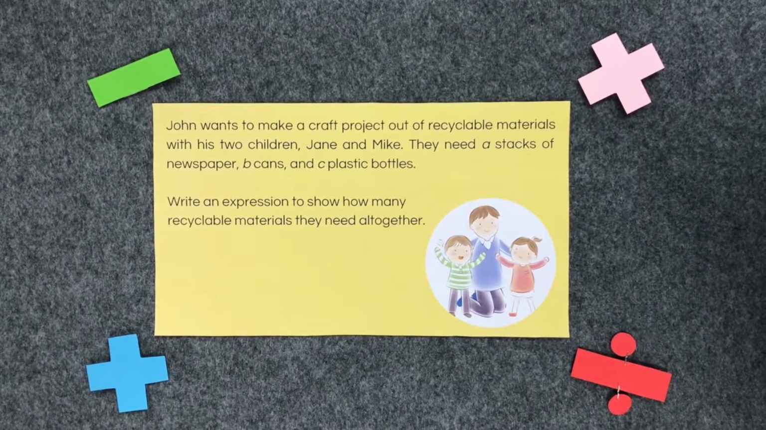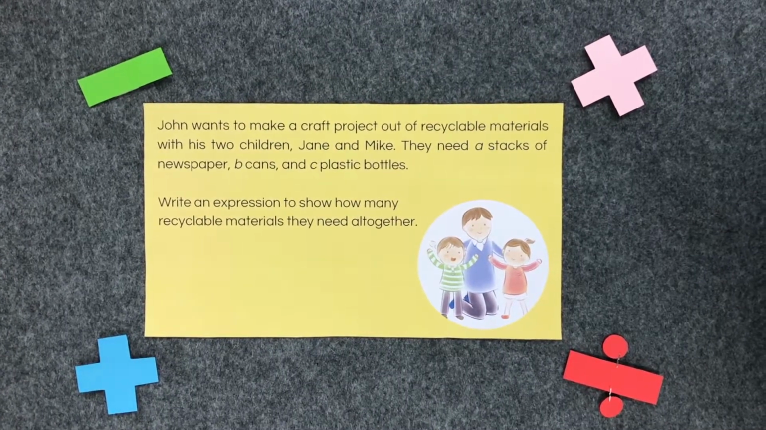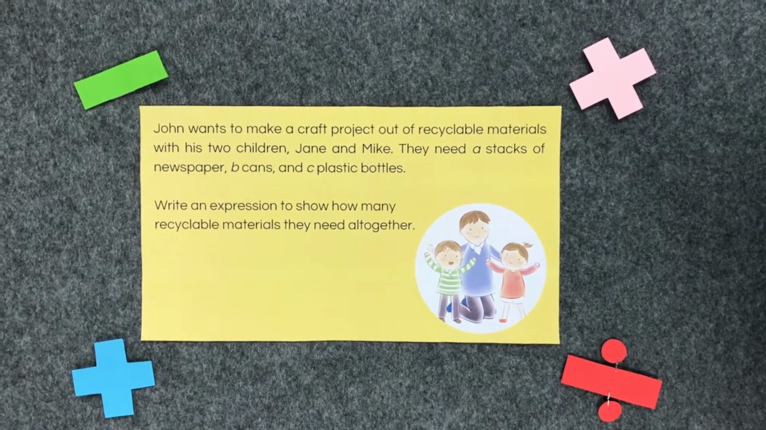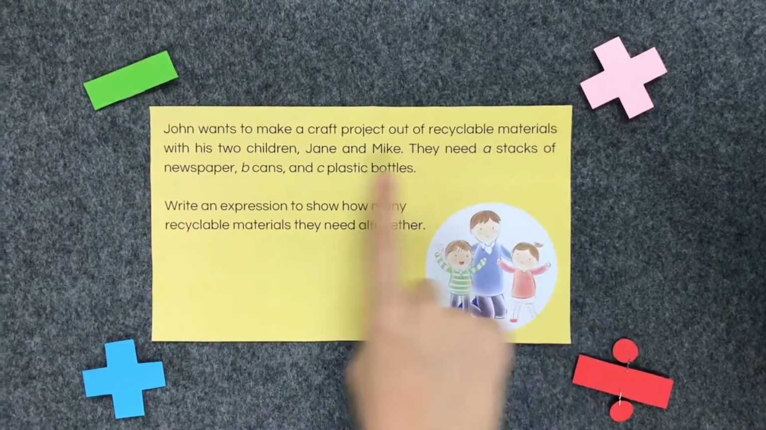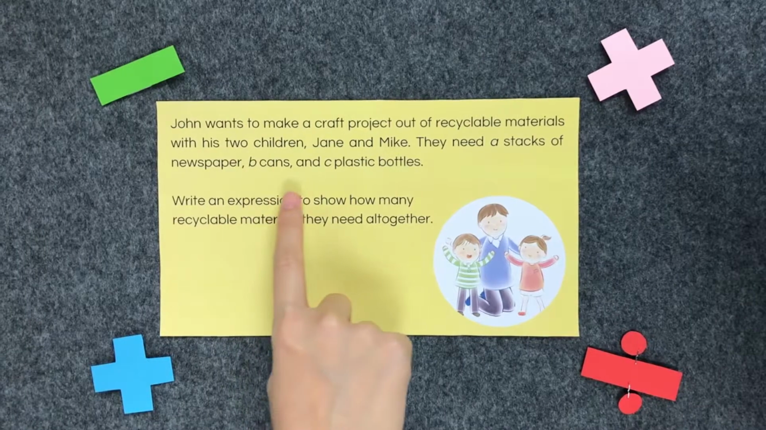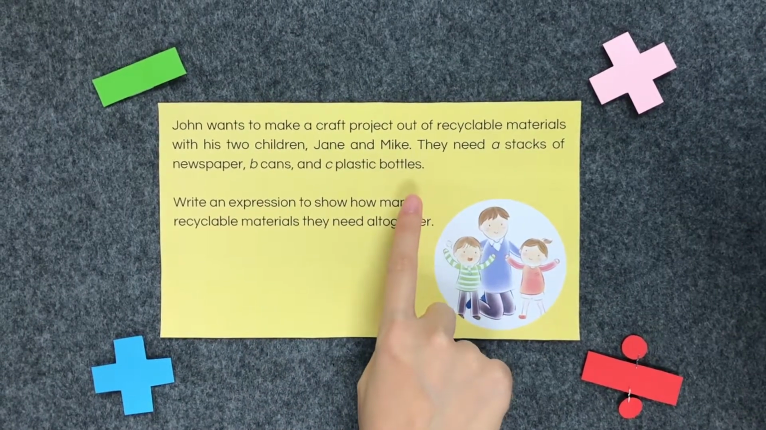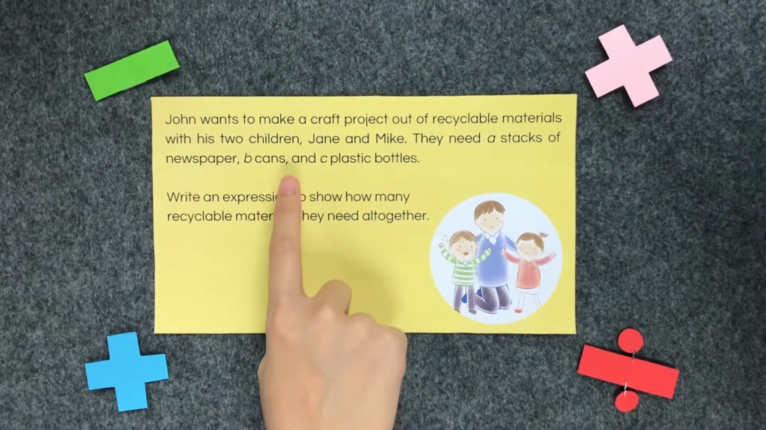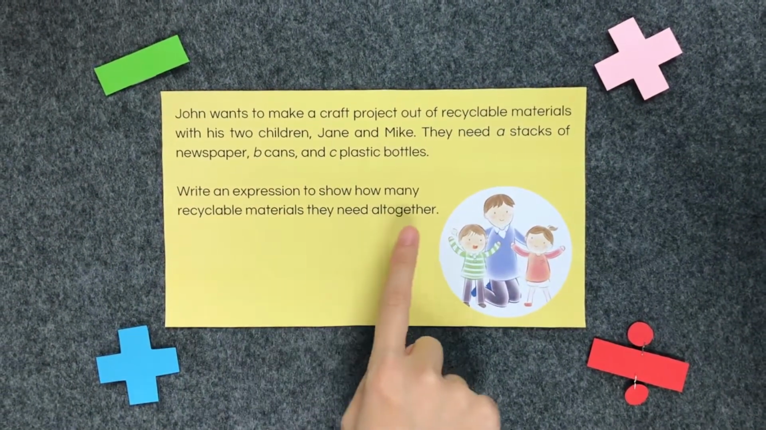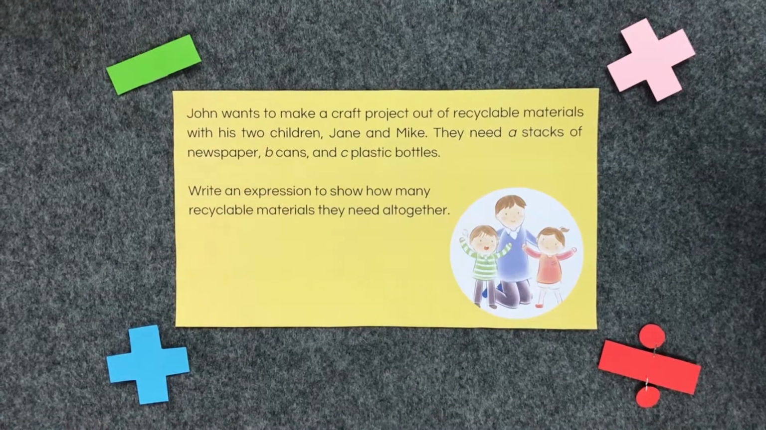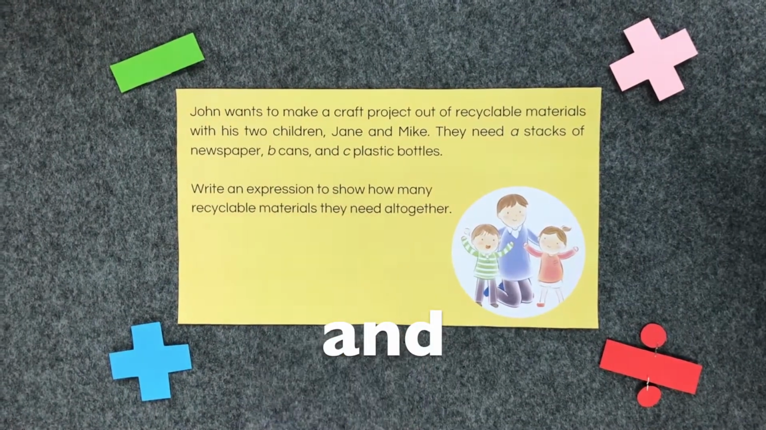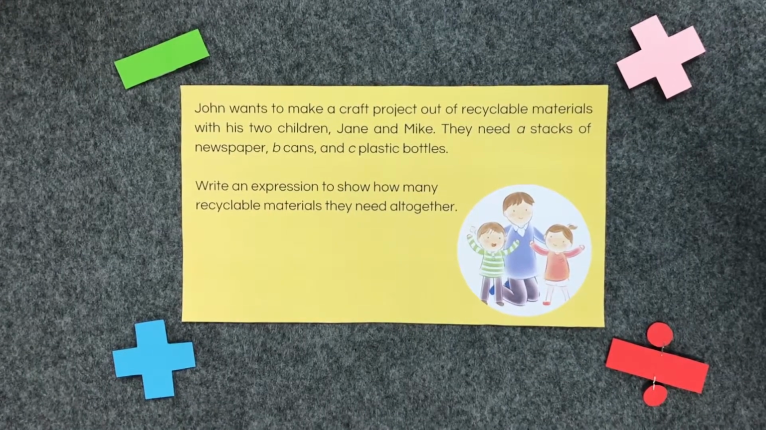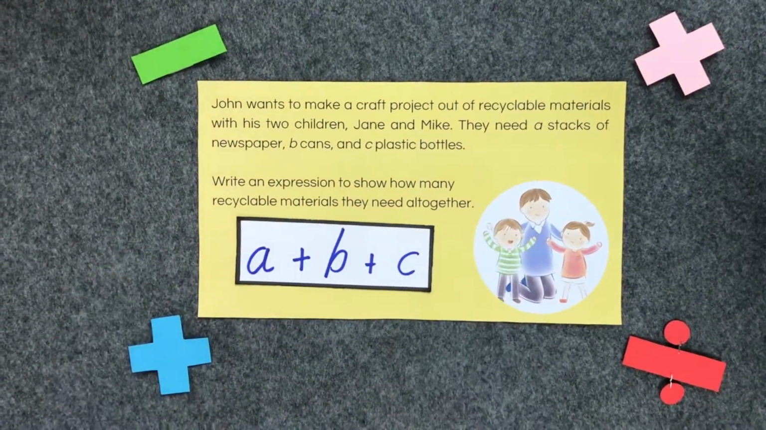The first thing you need to do is ask your students to read aloud the word problem and identify the key words. For example, here, the question says that John needs A stacks of newspaper, B cans, and C plastic bottles. So students should be able to identify the word and write an expression to represent how many recyclable materials they need altogether. So the key word used here is "and," which means addition. The expression students need to come up with, therefore, is A plus B plus C.